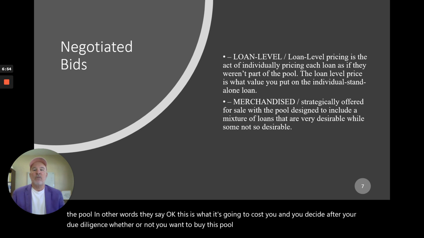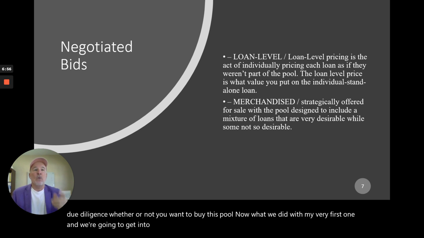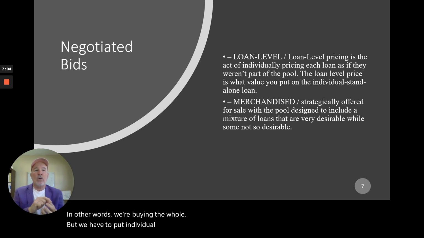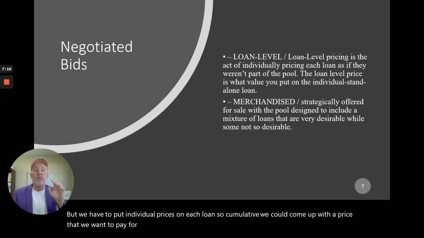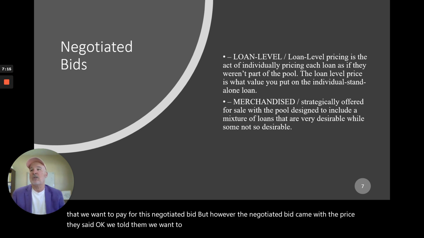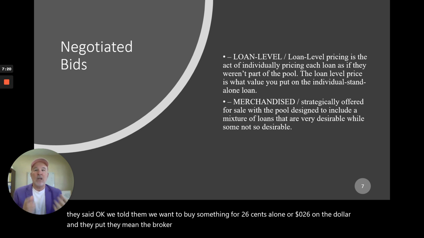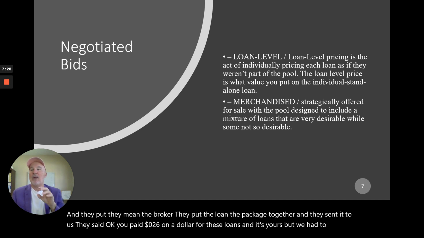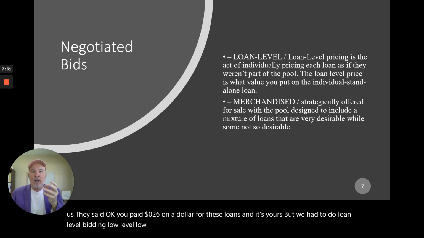Now, with my very first one, and we're going to get into that in a few minutes, we put loan level pricing on the pool. In other words, we're buying the whole pool, but we have to put individual prices on each loan so cumulatively we could come up with a price that we wanted to pay for this negotiated bid. However, the negotiated bid came with a price. We told them we want to buy something for 26 cents on a dollar, and the broker put the package together and sent it to us. They said, okay, you pay 26 cents on a dollar for these loans and it's yours. But we had to do loan level pricing so we could calculate whether or not it was worth 26 cents.